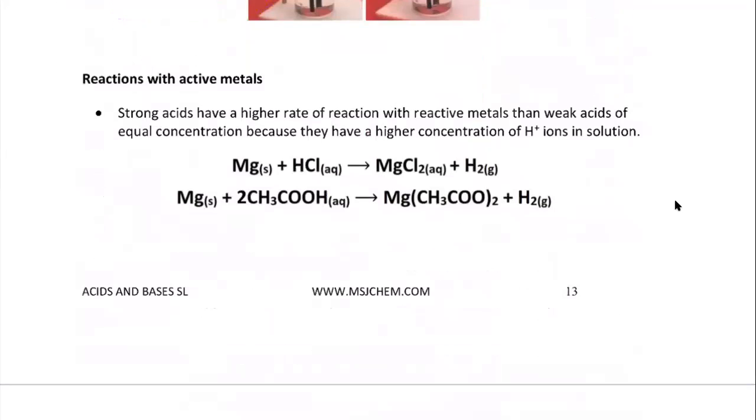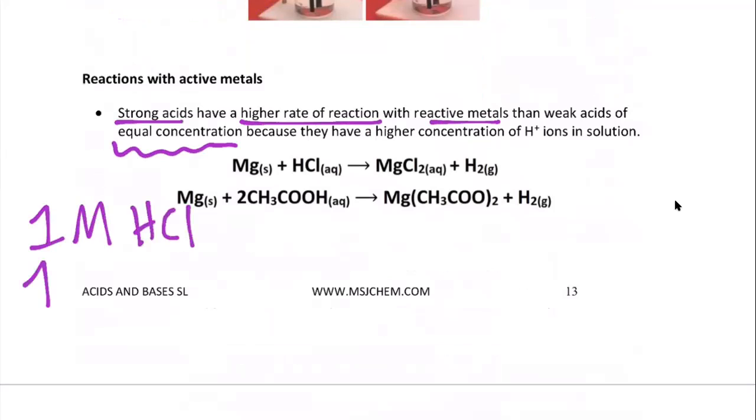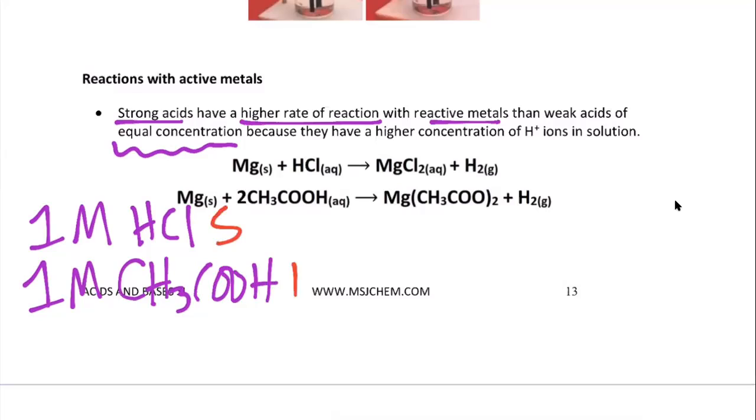Another way, especially for strong acids, now this doesn't really apply to bases, but for strong acids, they have a higher rate of reaction with reactive metals. So as long as you have equal concentration, that's the thing. Let's say I have a 1 molar solution of hydrochloric acid, and then I have a 1 molar solution of acetic acid, CH3COOH, which is what these two equations are showing. Hydrochloric acid is a strong acid, okay? Acetic acid is a weak acid.